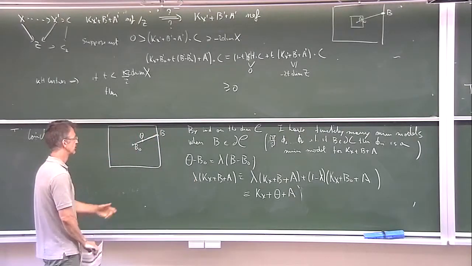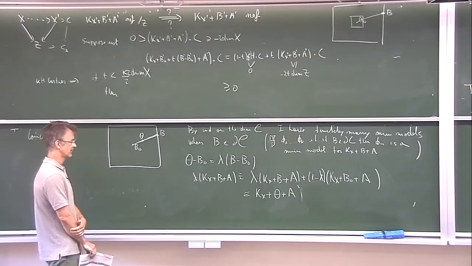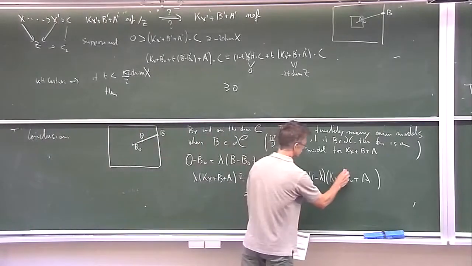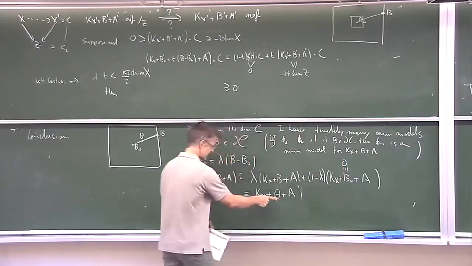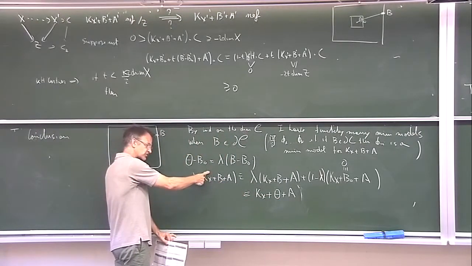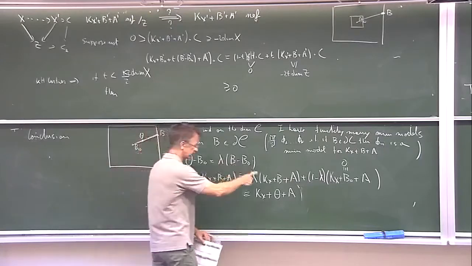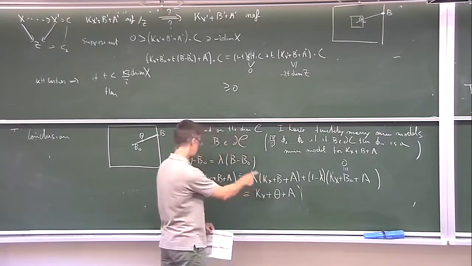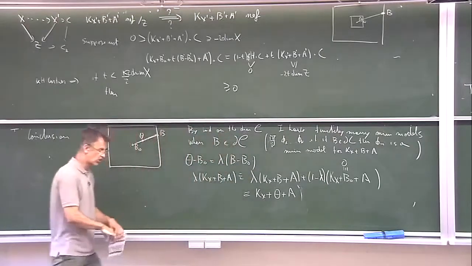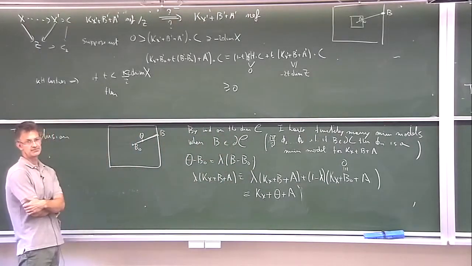So, because kx plus b0 plus a is 0, this one is numerically equivalent to a multiple of that. Hence, any flip or divisorial contraction with respect to this pair is a flip or divisorial contraction for this pair. If this guy becomes a flip, this guy is also a flip. I see. And so you're done. Yes.